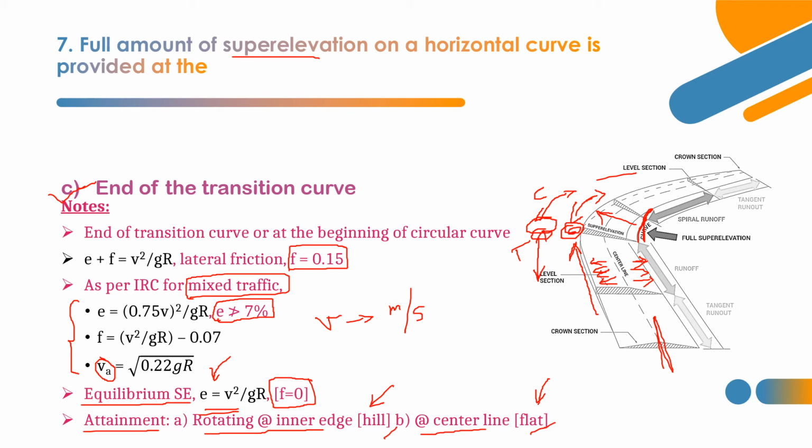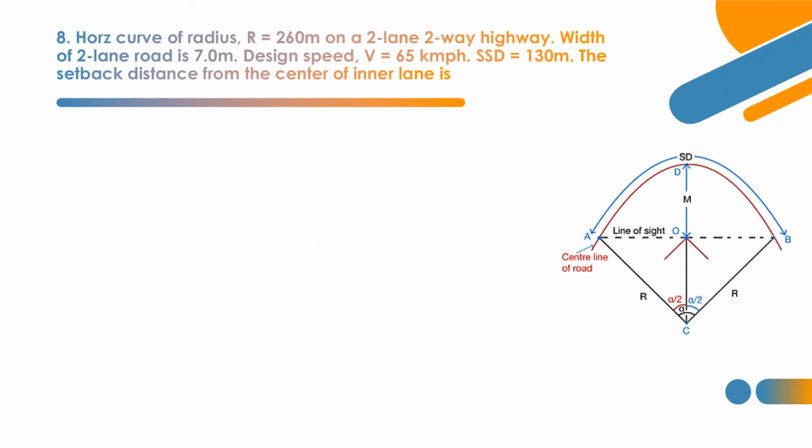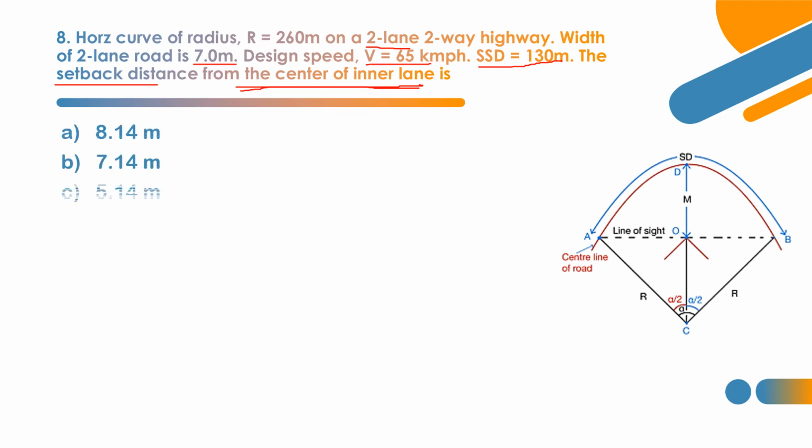Now let's move on to the eighth question. Horizontal curve of radius r is equal to 260 meter on a two-lane two-way highway. Width of the two-lane road is given as 7 meter. Design speed is given as 65 km per hour, and stopping sight distance SSD is 130 meter. We have to calculate the setback distance from the center of inner lane. So every point and every word is important. The options are A 8.14, B 7.14, C 5.14 meter, D 9.89 meter.